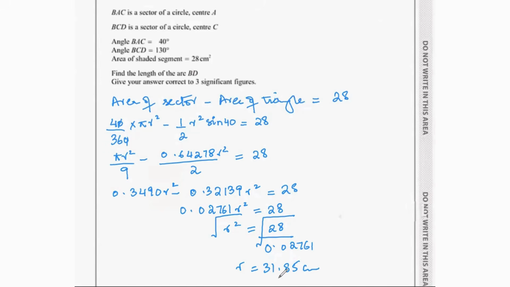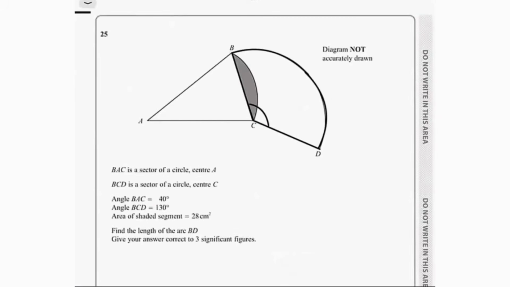Now we use this radius to figure out the value of capital R. So if we go back to the diagram, we know that it's a triangle, a non-right angle triangle, and we have two lengths and the angle between them, which means we can use the cosine rule to find BC. So let's do that to figure out the length of BC now.